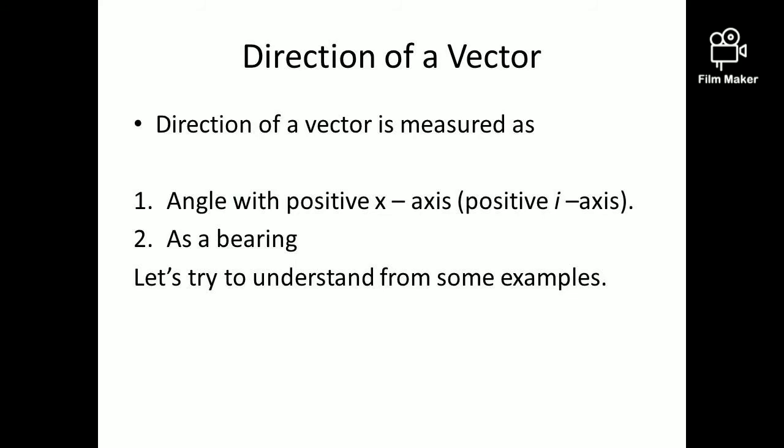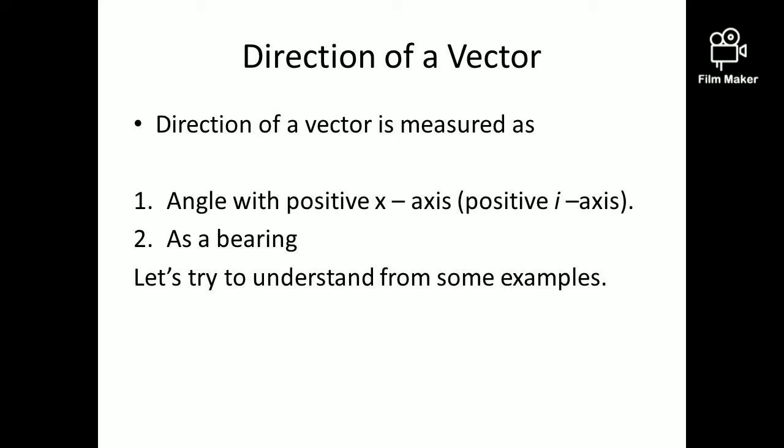The next important part in this topic we have to learn is the direction of a vector. When you measure the direction of a vector, we use two different ways. The first method is we measure the angle from the x-axis, or in certain questions it is represented as the y-axis. Right? So the first method is we measure the angle from the positive x-axis, and the second method is we measure it as a bearing.